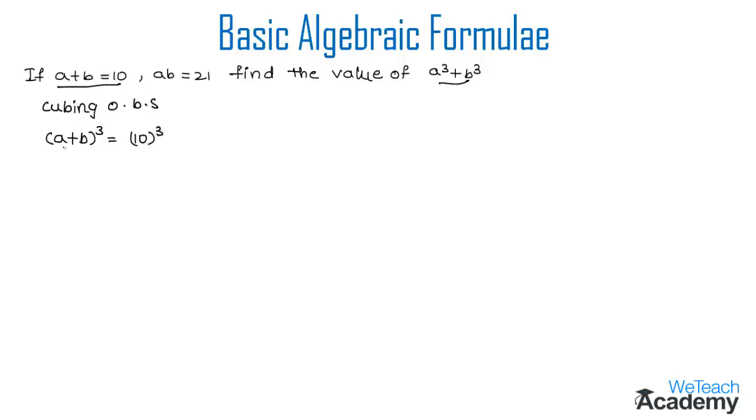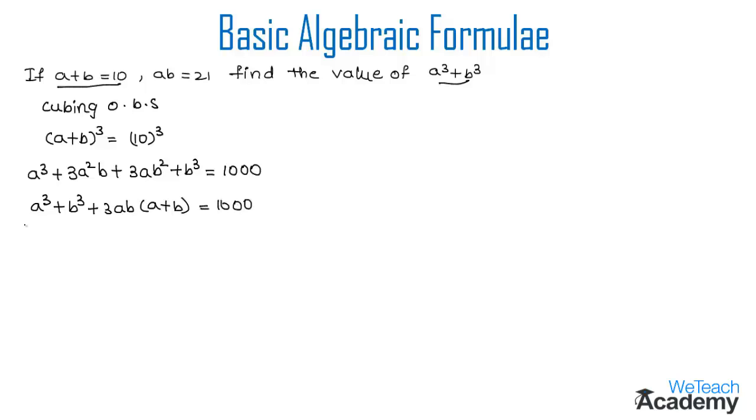We have already derived the formula for a plus b whole cube, which is nothing but a cube plus 3a square b plus 3ab square plus b cube, equal to the value of 10 cube, here 1000. So we can write this as a cube plus b cube plus, taking 3ab as a common factor from the middle two terms, 3ab into a plus b is equal to 1000.